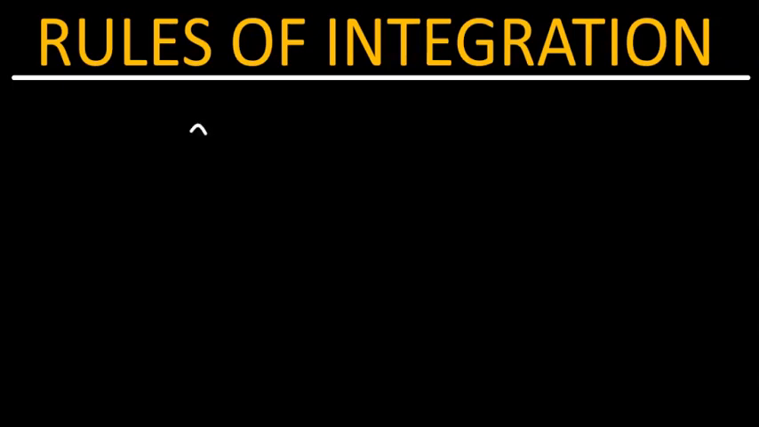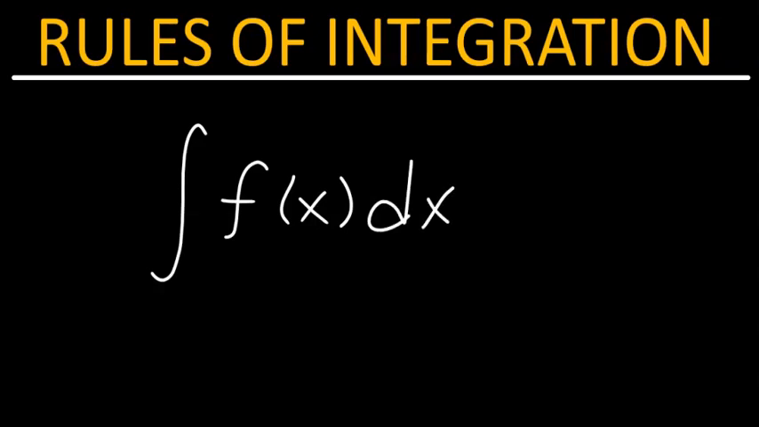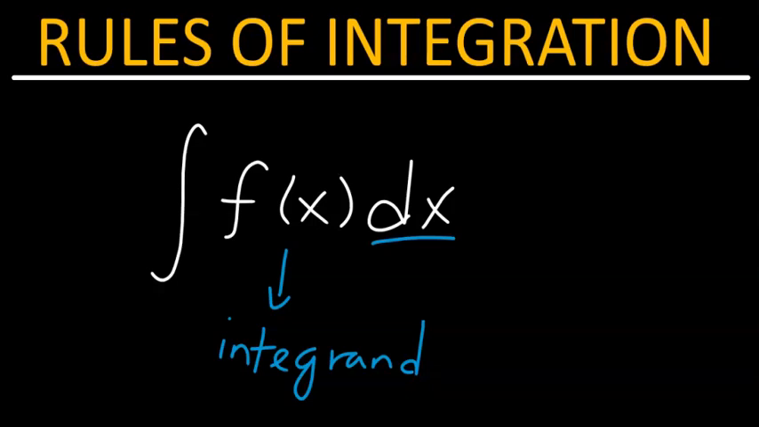An integral can be written in the following manner: f(x) dx. f(x) is called the integrand, and dx is called the differential of the variable of integration. So in this case, the variable of integration is x. This integral does not have any limits. Integrals with limits are usually written like that. So this a is the lower limit, b is the upper limit. If you do not have these limits, the integral is known as the indefinite integral.